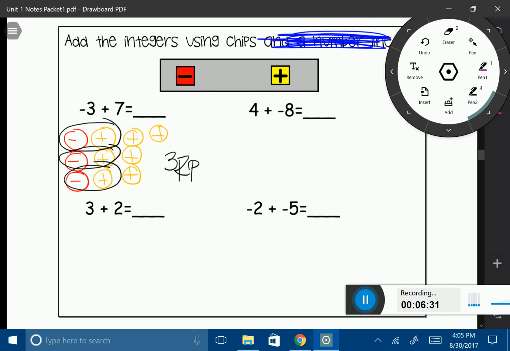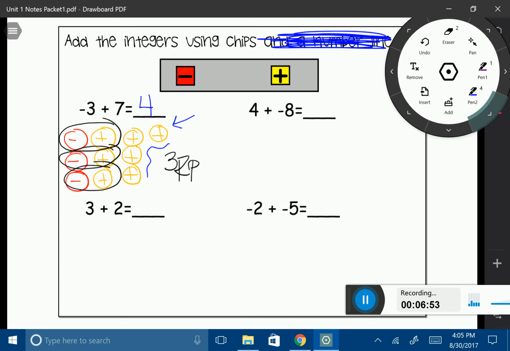And if we look at the answer to this one, how many are left over? Well, we have 1, 2, 3, 4 positive chips left over. I'll show you where those are. Here they are. 1, 2, 3, and 4. All of those right there, that is going to be your answer. So negative 3 plus 7 is going to give you a positive 4.